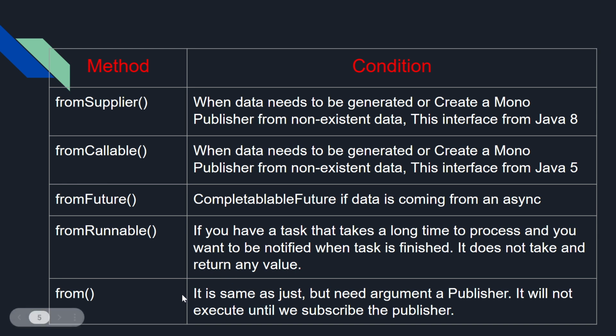The last one, from. It is the same as just, but it needs a publisher as an argument. In the last slide we discussed defer, right? It needs a supplier as an argument. Coming to from, it needs a publisher as an argument. This is the same as defer. It will not execute until we subscribe to the publisher. It will not capture any value until we subscribe to the publisher.